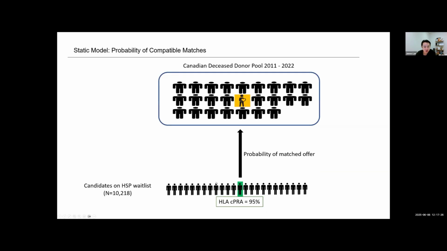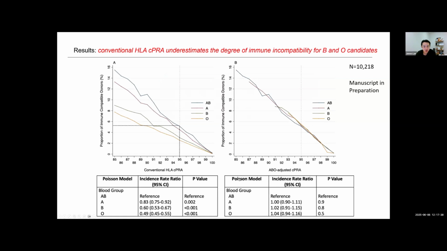The first thing we wanted to understand is if we take everybody who is highly sensitized on the national waiting list, and we look back at the deceased donor pool over the past 10 years, what it would look like. For someone who has a CPRA of 95%, they should theoretically only match 5% of the donor pool. But when we stratify by the blood type of the patients, we see that that's actually not true.